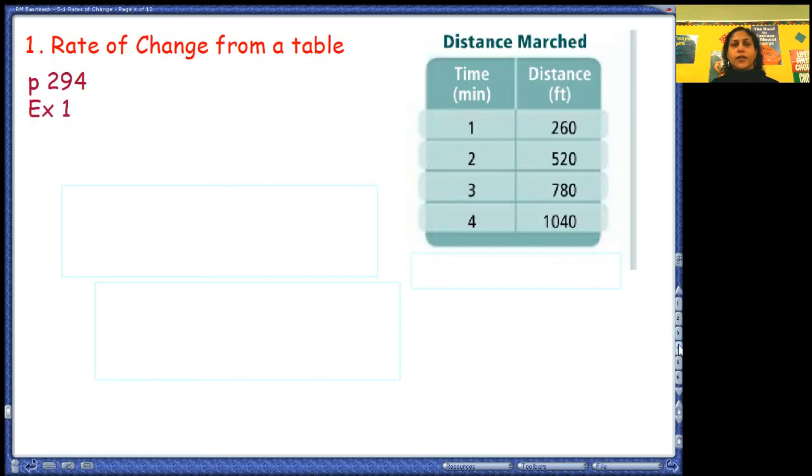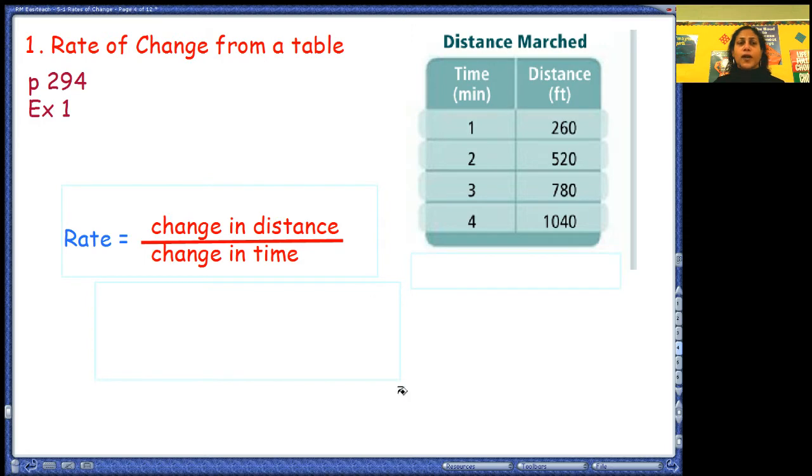So let's look at a table. This is in your textbook. You may want to copy the table before we go on. In the table we have time, which is going up in increments of 1, and the distance that is being covered is increasing. If you look at it carefully, it is increasing at the same rate every time.